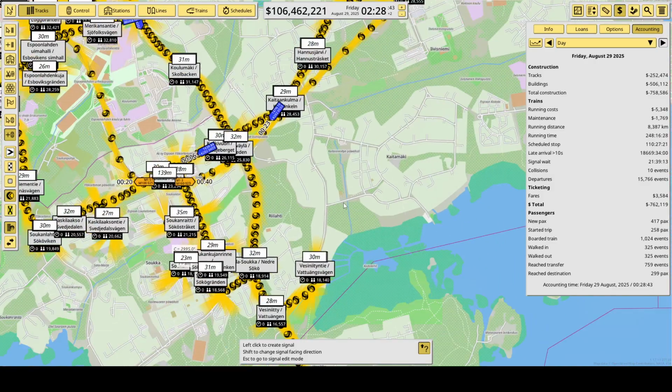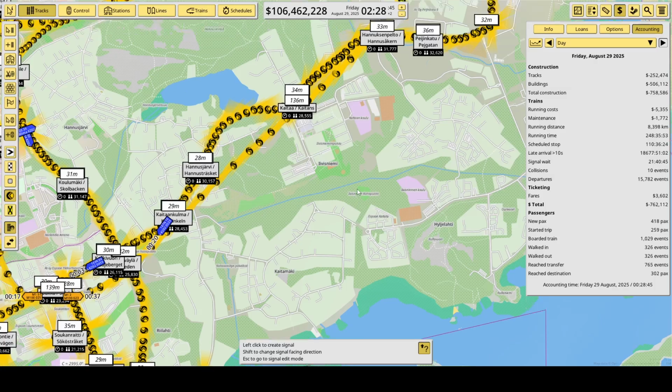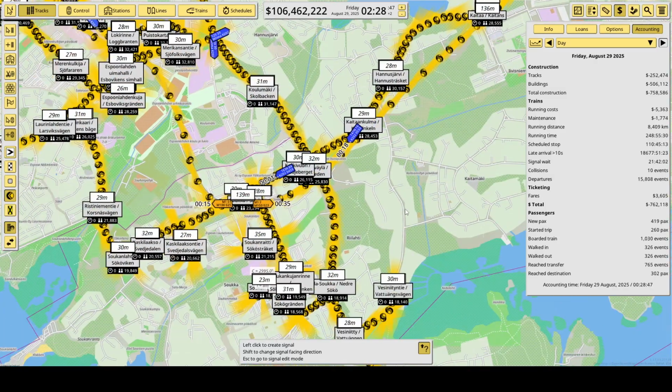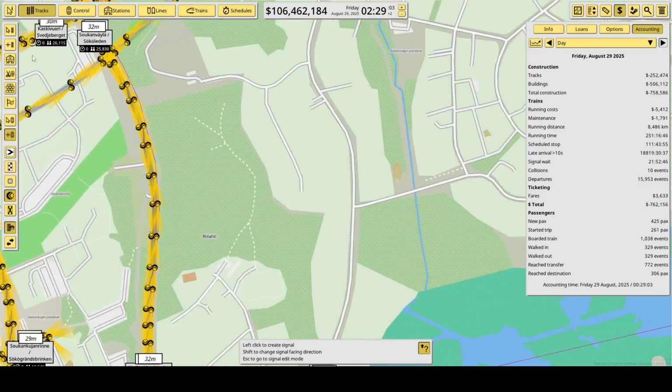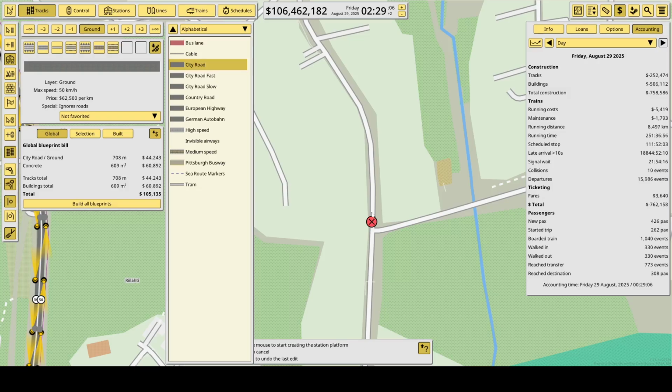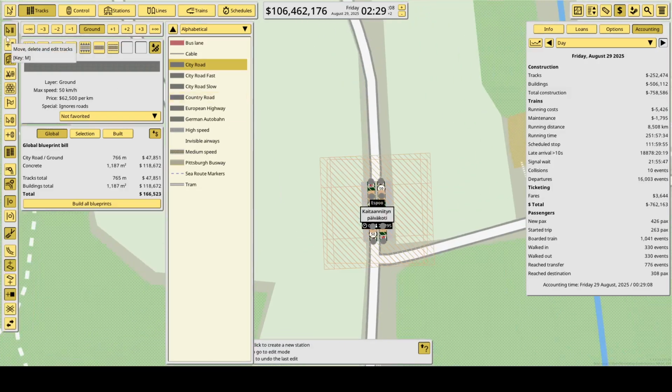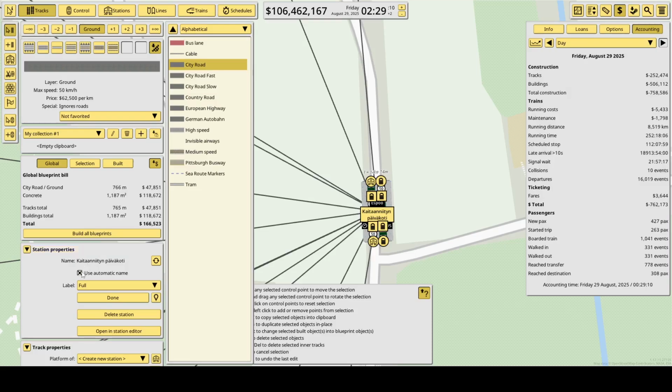And after Vattuengsvägen, we will... Where are we actually headed to? I mean, I don't even know. After Vattuengsvägen, we'll stop at Rilahti. Rilax. And it will be right over here. There we go.